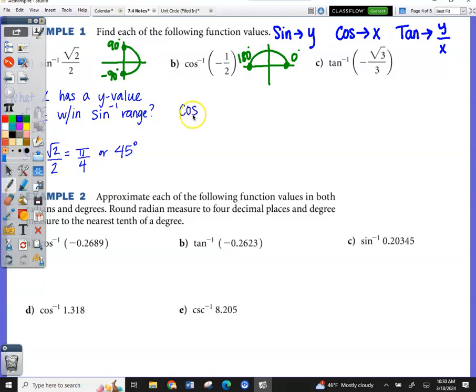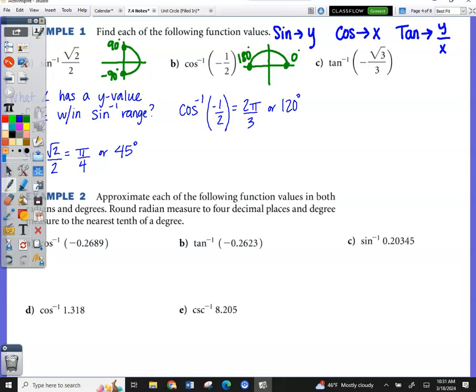So I like to take thorough notes. I'm going to say cosine inverse of negative 1/2 is 2 pi over 3 or 120. Now watch this. Take your calculator, put it in degree mode. Calculator. Mode. Degree. Now type cosine 120. I bet you get negative 0.5. You can check yourself.